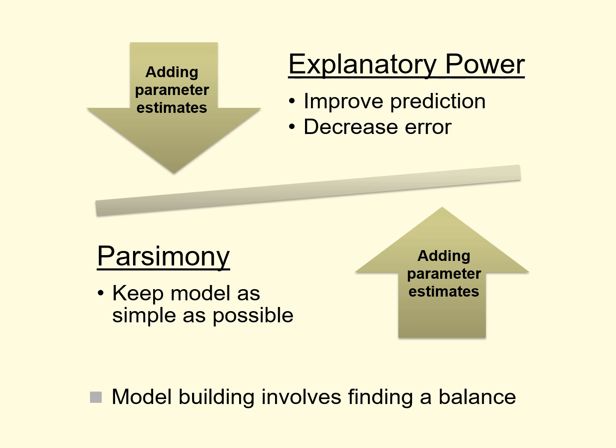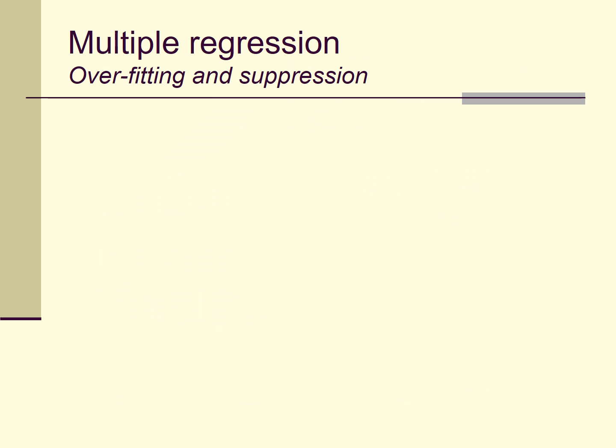But there's also a decrease in parsimony. Adding predictor variables to a model makes the model more complex. It makes it less simple. And we tend to like simple. We want models which have as few predictor variables as possible. We want to find that sweet balance where we've explained quite a lot of variance in the outcome variable using as few predictor variables as possible.